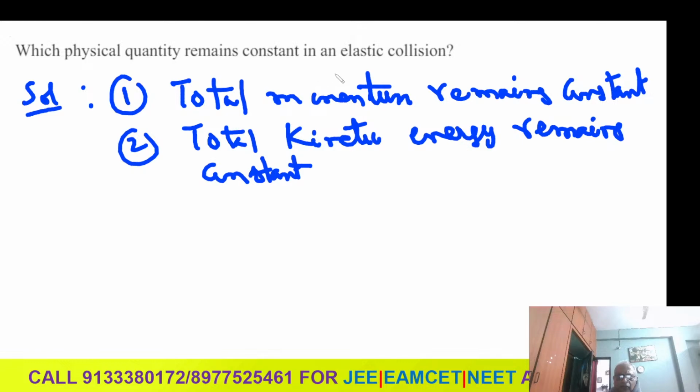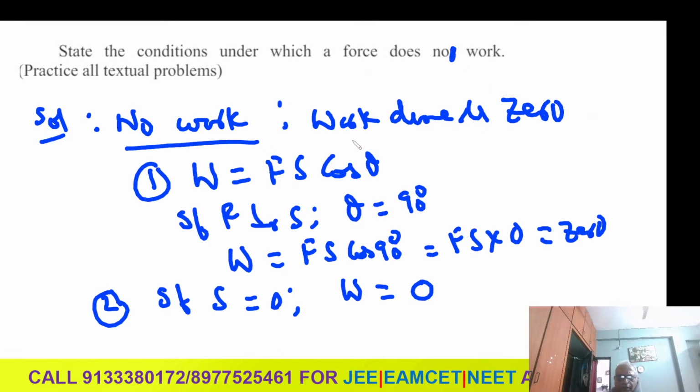State the conditions under which force does no work. No work means work done is 0. So I'm taking the formula W is equal to Fs cos theta. F is force, S is displacement. If F is perpendicular to S, what is the angle between F and S? Theta is 90. Work done is Fs cos 90, so it is 0.